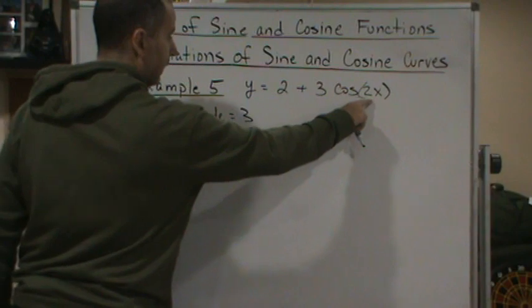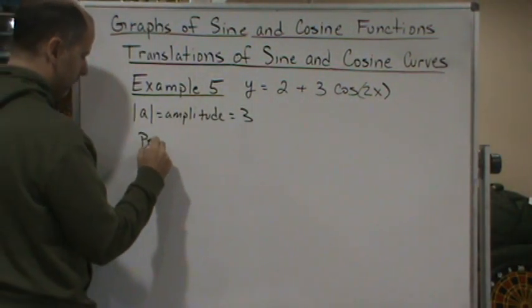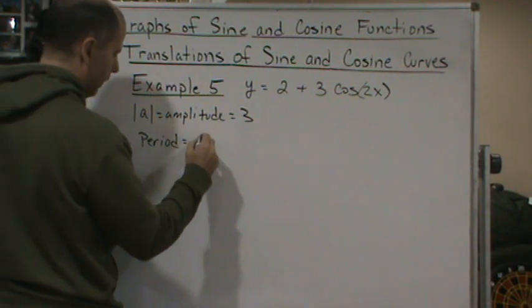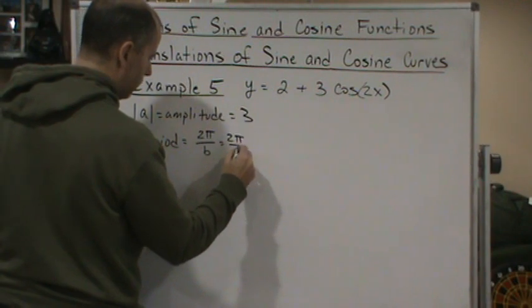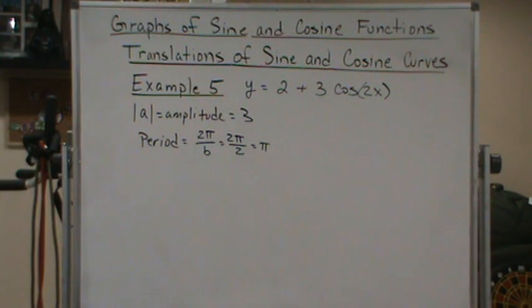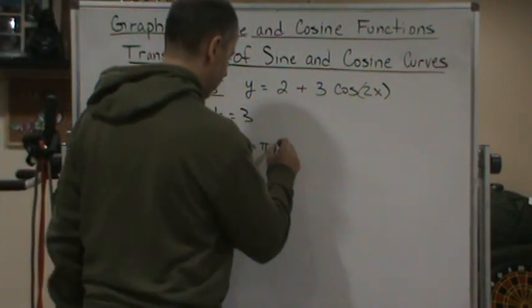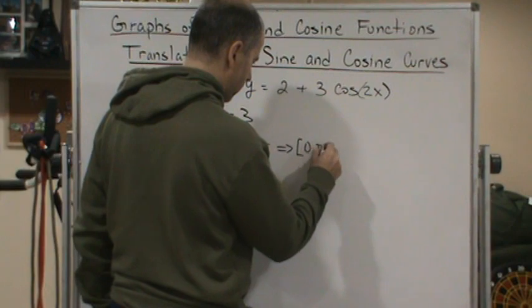So the period, B is 2. So the period equals 2 pi over B, which equals 2 pi over 2, which equals pi. So it's going to go from 0 to pi. This implies the interval is going to go from 0 to pi.